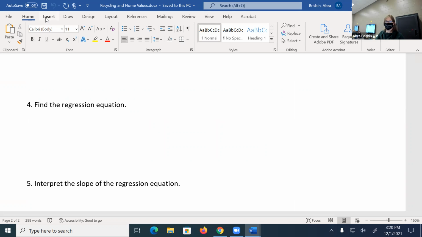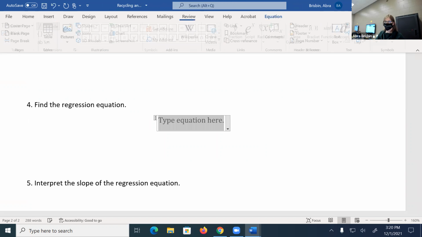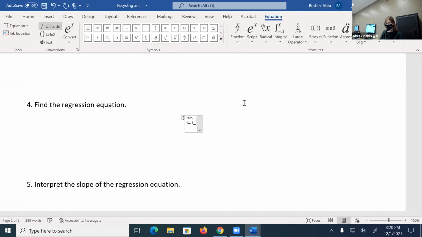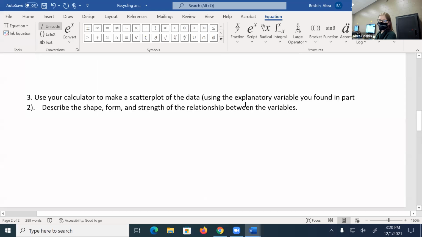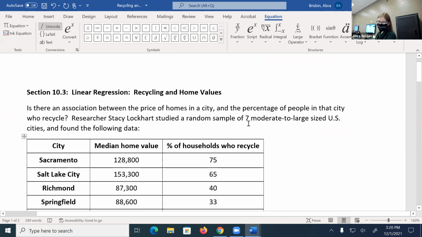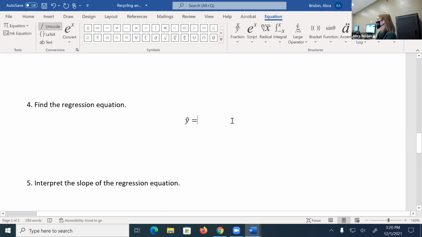And let's skip down here to the regression equation. So we have our predicted Y value. So this is going to be the predicted percentage of households who recycle. What did you get for the regression equation?